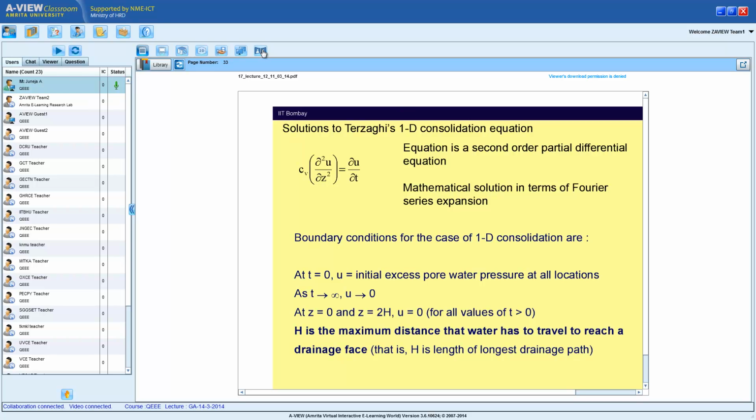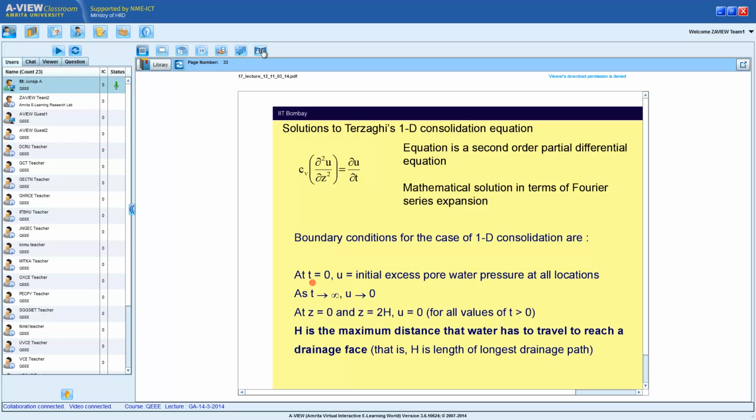So solutions to this equation, I would say a number of persons have tried. This being a second order partial differential equation, it has only an approximate solution, and one of the approximate solutions was given by Terzaghi. We use this approximate solution in almost all the textbooks, which is a solution by expansion of Fourier series.